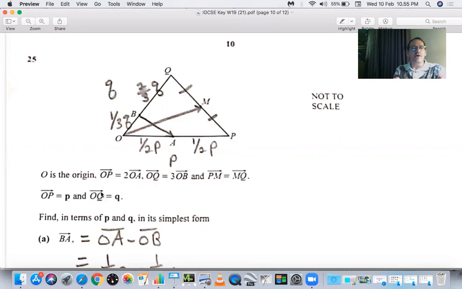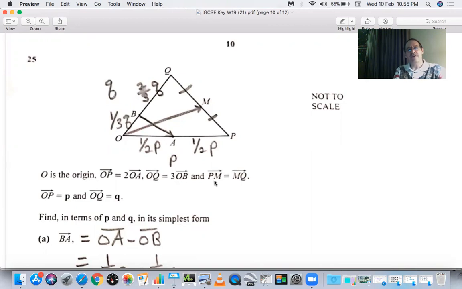Also, we get OQ, O to Q is vector Q, and OQ is equal to 3 times OB. So if you have OB, OB, and OB, that gives you your Q. So that means OB is 1/3 Q, and that means B to Q has 2 OBs. That means it's 2/3 of Q. So you kind of have to figure out these little ratios here in terms of your vectors P and Q.